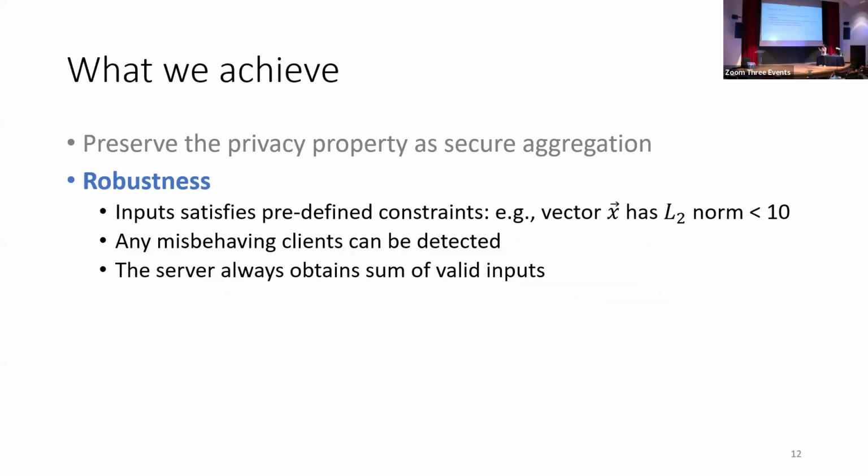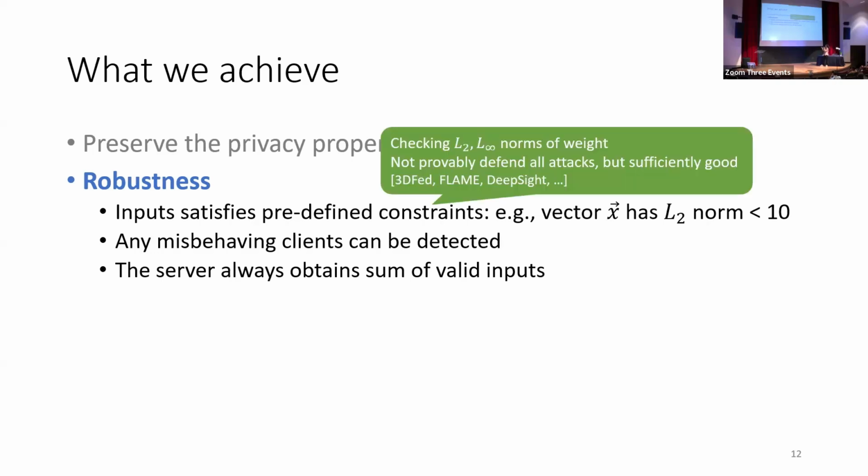What we achieve in this protocol is secure aggregation, so we preserve all the privacy as before, but we also allow the server to check the inputs. We have robustness properties at three levels. First, the server can check whether the inputs satisfy some predefined constraints, and often these constraints are L2 or L infinity norms. Of course, these are not provably secure, but experimentally, some machine learning researchers have shown that they are sufficiently good to prevent certain attacks.